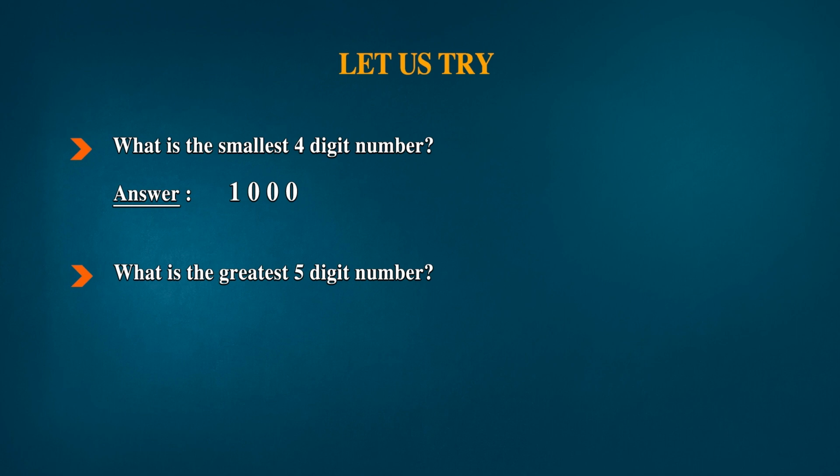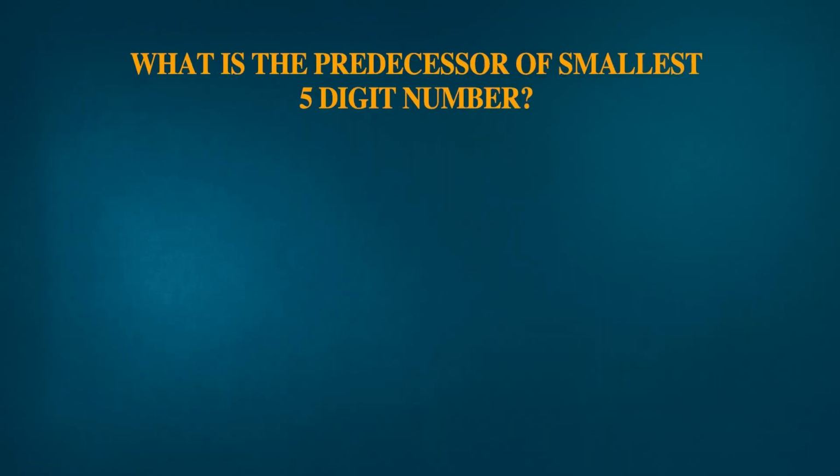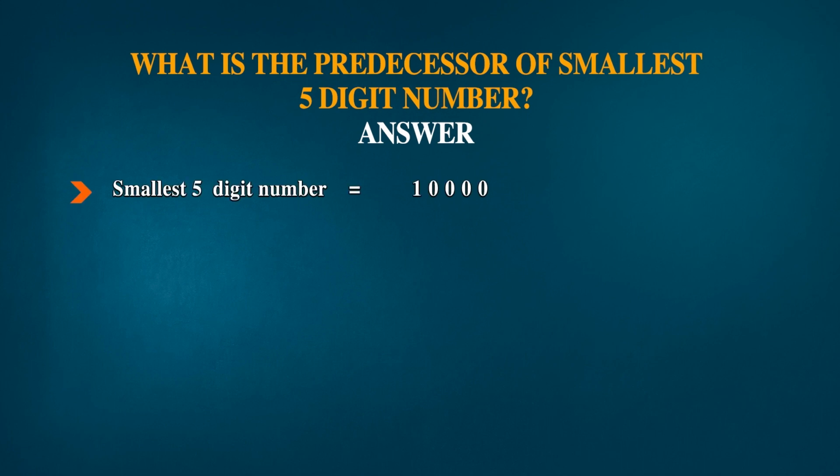Next question is, what is the greatest 5-digit number? Now, to find the greatest 5-digit number, we will use the greatest digit 9 for the formation. Answer will be 99999. This will be the greatest 5-digit number. Next question is, what is the predecessor of the smallest 5-digit number? Smallest 5-digit number is equal to 10,000. 1 at the leftmost place and 0 repeated 4 times.